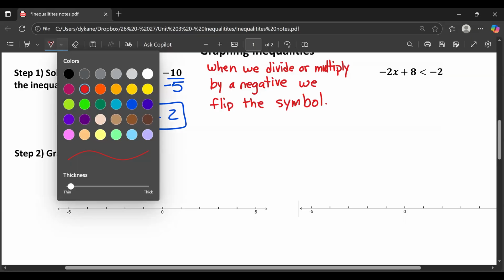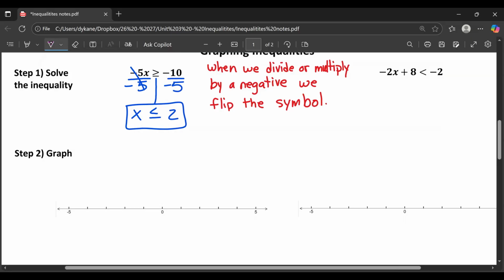Now we need to graph this. Graphing comes in two parts. First, the number that we got in our solution tells me where to start on my number line. Since we got x is less than or equal to 2, I'm going to start at 2. The first part is deciding whether 2 is part of my solution. We replace x with 2 and ask, is 2 less than or equal to 2? Yes, it is. So we put a solid dot here.